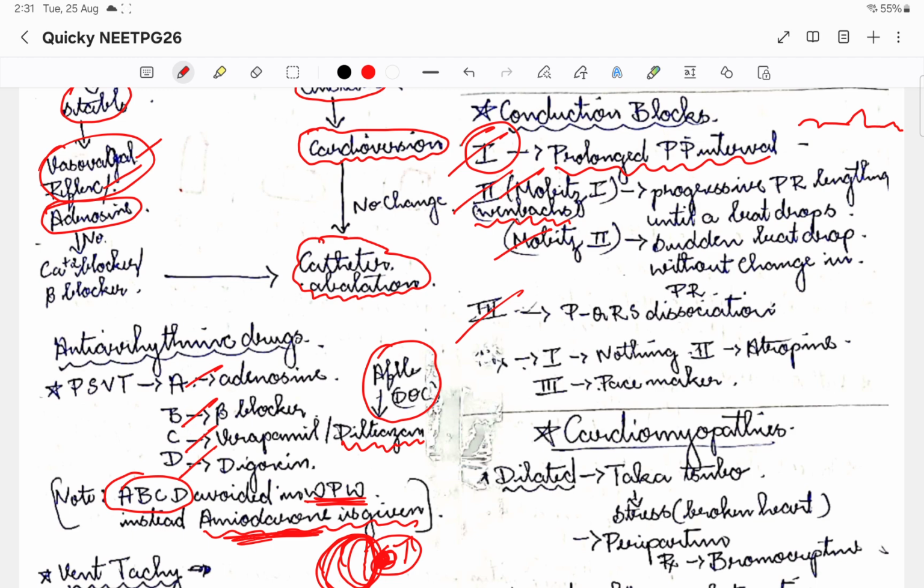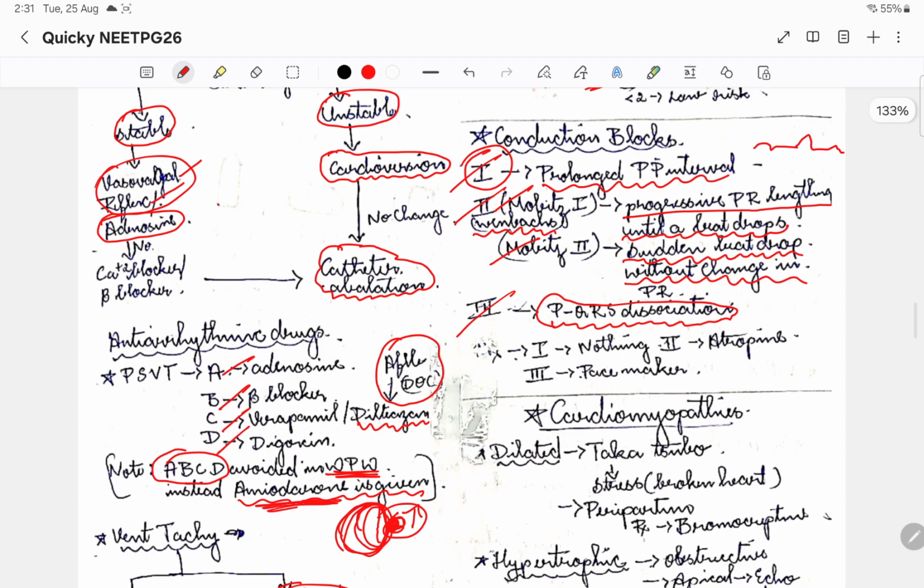Then as it progresses, there is progressive PR lengthening, and finally one beat drop will be there, so then it is going to be Mobitz type 1. If there is a sudden beat drop, with no progressive lengthening and suddenly there is beat dropping, then it is going to be Mobitz type 2. Then coming to type 3, it is dissociated. There is no association between P and QRS waves. So that's it.